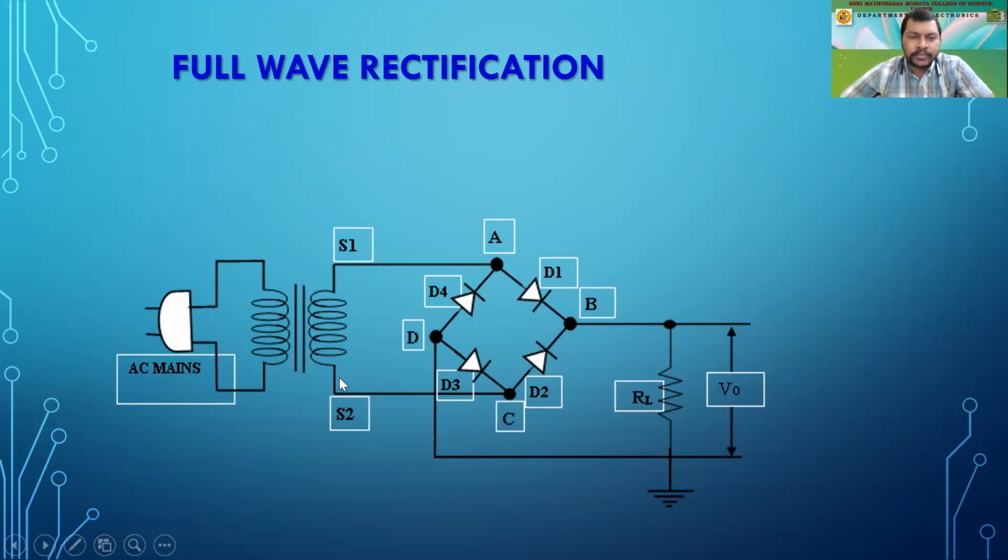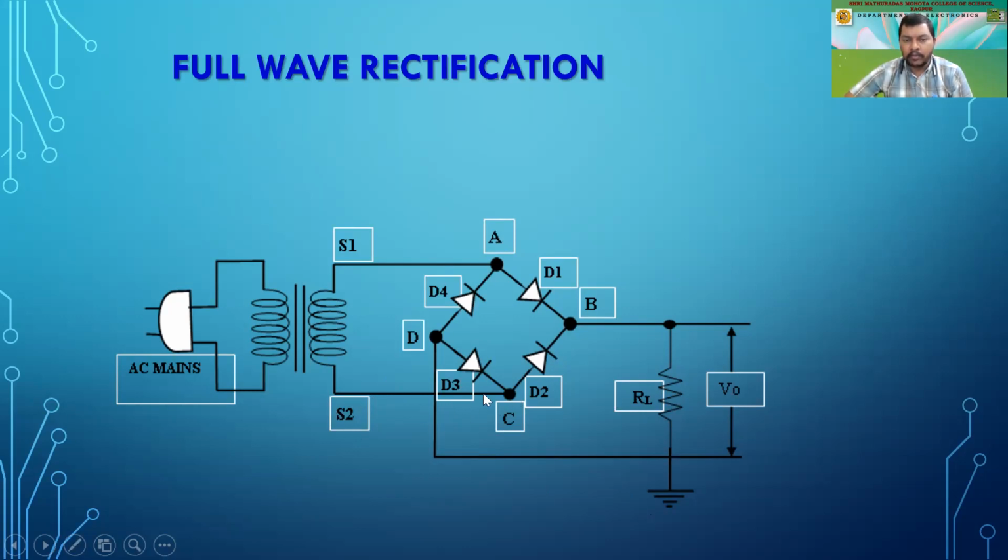Now during the second half cycle, that is the negative half cycle, S1 will be negative and S2 will be positive. Remember this: S2 will be positive and S1 will be negative, which makes D3 and D1 reverse biased, whereas D2 and D4 are forward biased. When it starts from here, S2 will be positive, so at this terminal it will be positive. D2 will become forward biased.